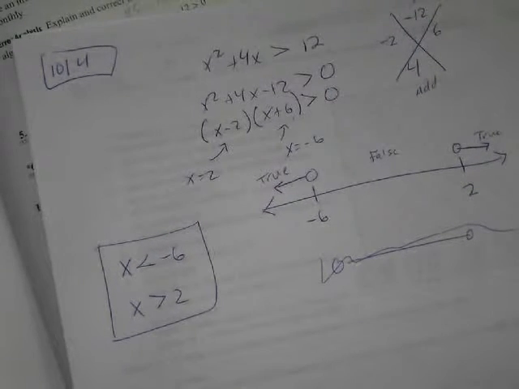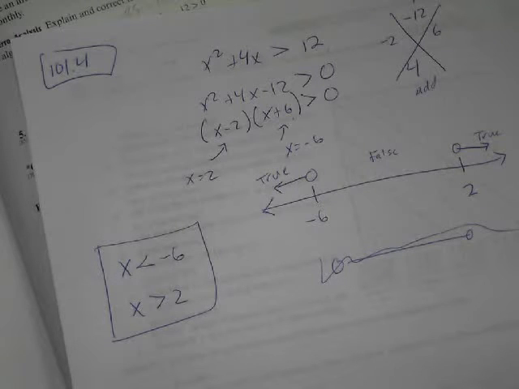Okay, let's see what they say for an explanation in the book. They say the student did not test the regions, or they chose the wrong regions when they tested them. Okay, so you can say something like that if you want to. That was a good problem.